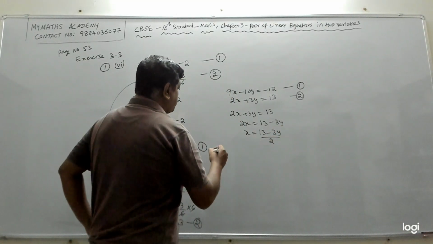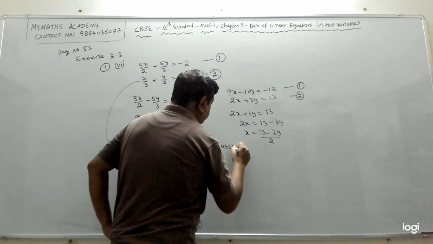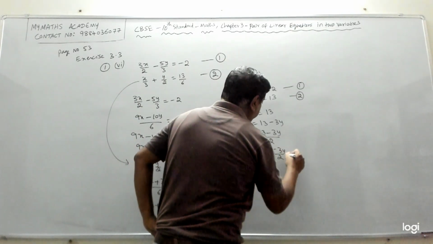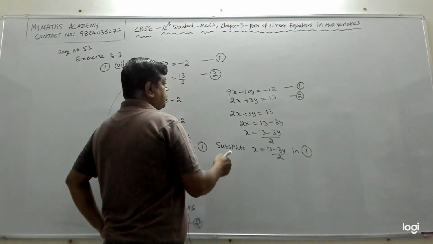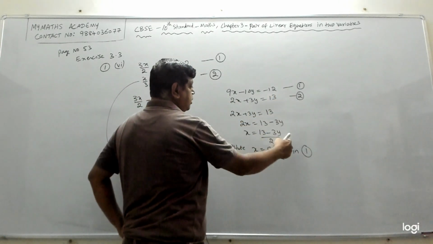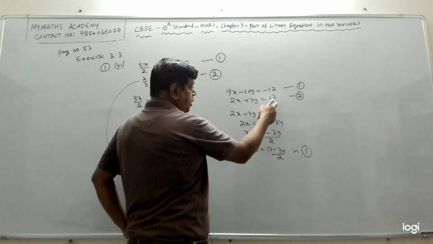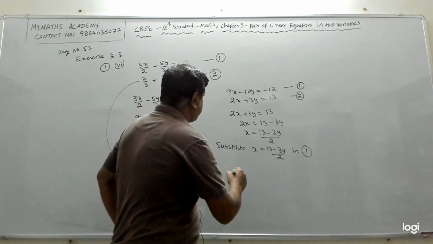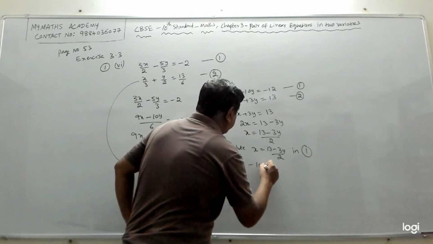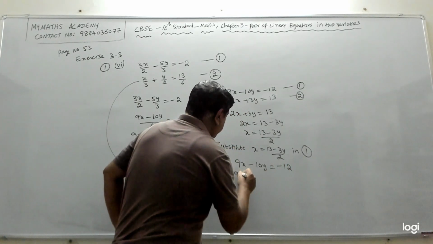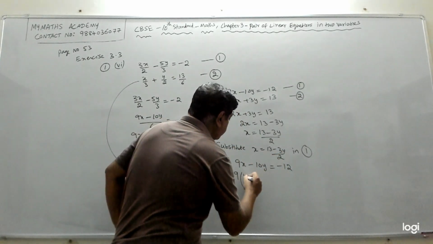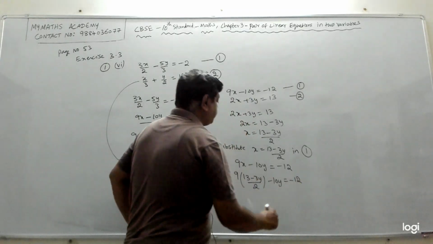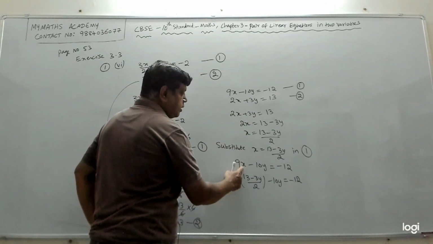Now we will substitute x equal to 13 minus 3y by 2 in which equation? The first equation, because we have got this value of x from the second equation. The first equation is 9x minus 10y equal to minus 12. So 9 into x, where the value of x is 13 minus 3y by 2, gives 9 into 13 minus 3y by 2, minus 10y, equal to minus 12. In the place of x, I am substituting this whole thing.